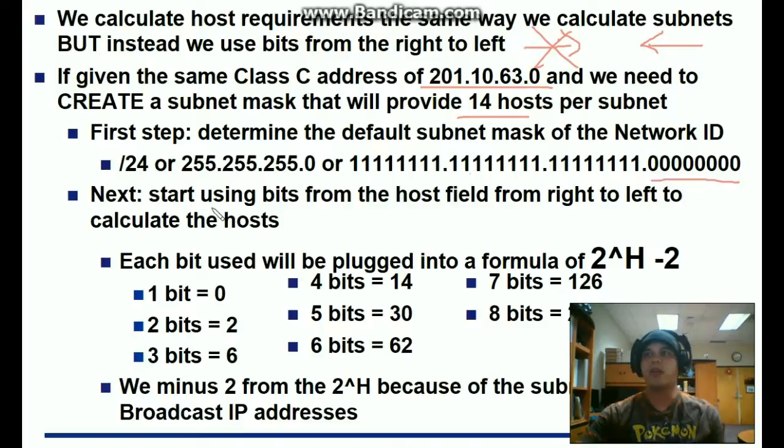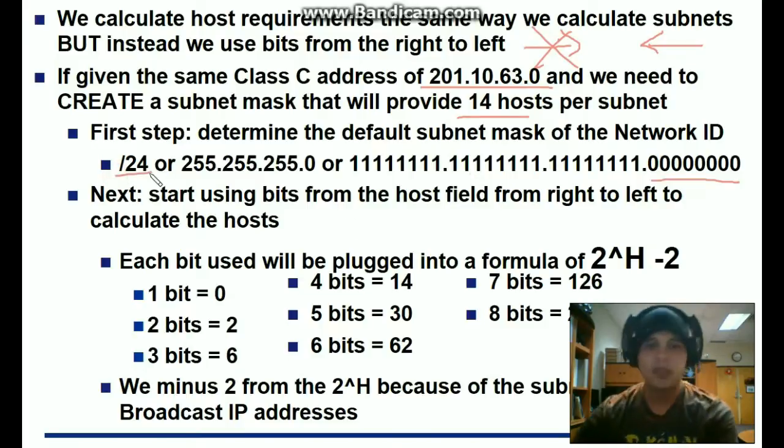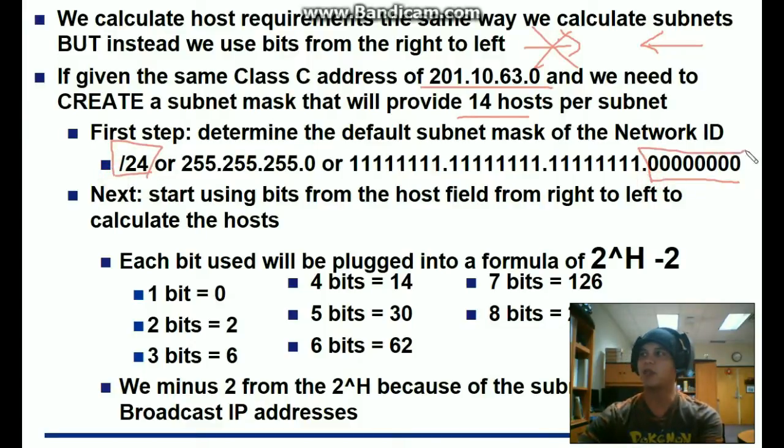So first step again, determine the class or the default subnet mask of that class. We know that it is a Class C, so it is a /24. We have 8 host bits to work with, all zeros. Now we start using bits from the host field from right to left to calculate the hosts. So we have a new formula, 2 to the h minus 2. Remember, calculating subnets was just 2 to the n, meaning networking bits. Our new formula is 2 to the h minus 2.